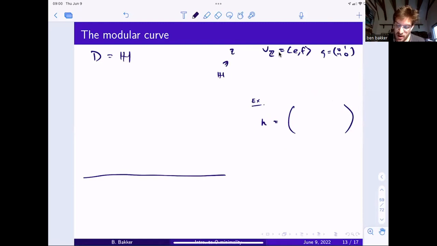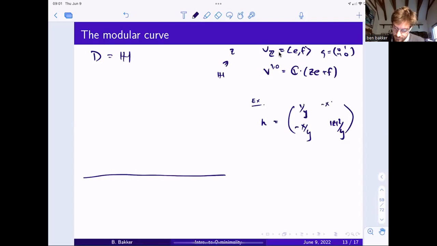And the Hodge structure corresponding to a point Z is the one for which the 1,0 part is generated by Z E plus F with respect to this basis EF, okay? So if you work out what the Hodge form is with respect to this EF basis, you'll get this, where Z is X plus IY.